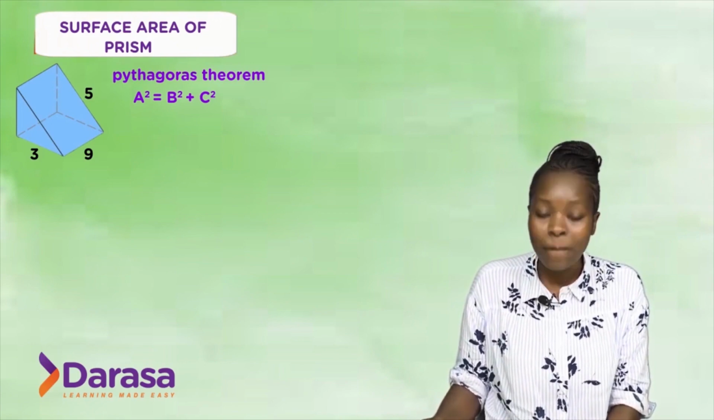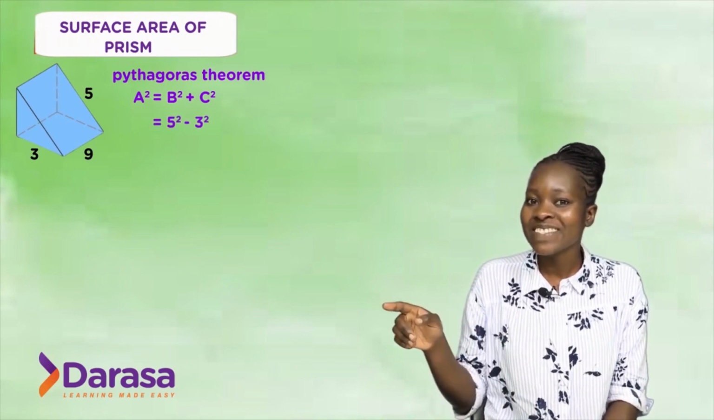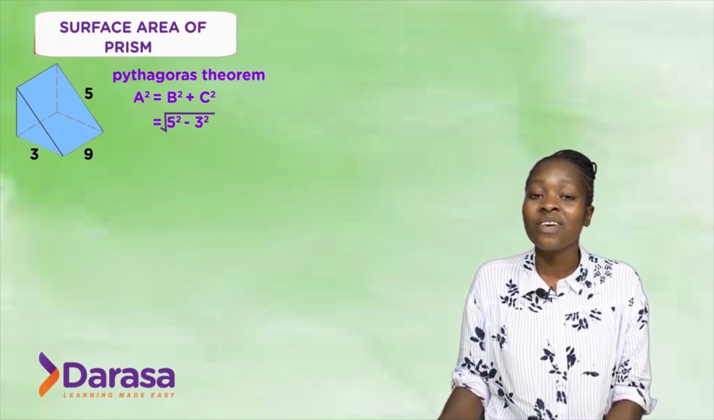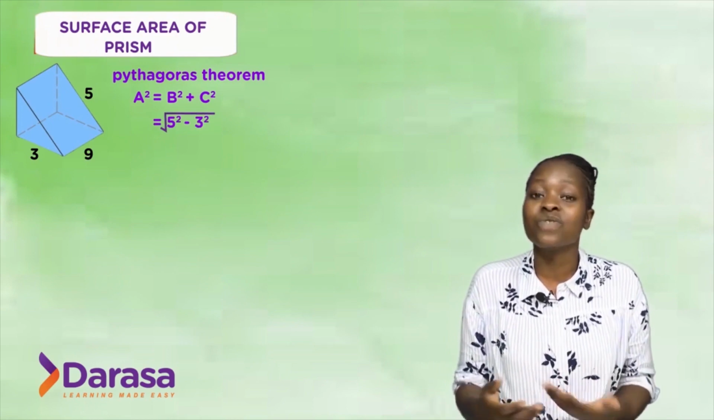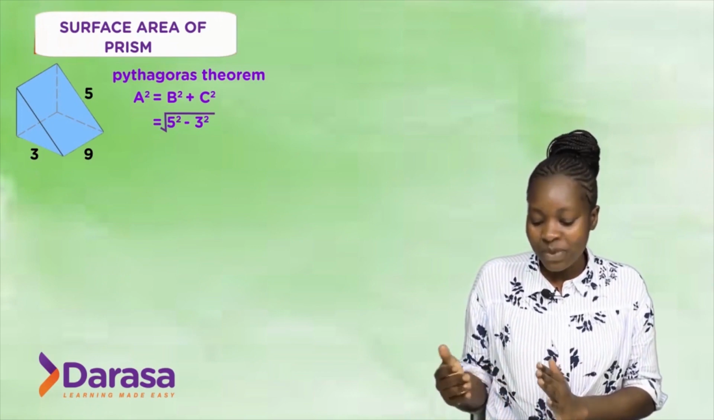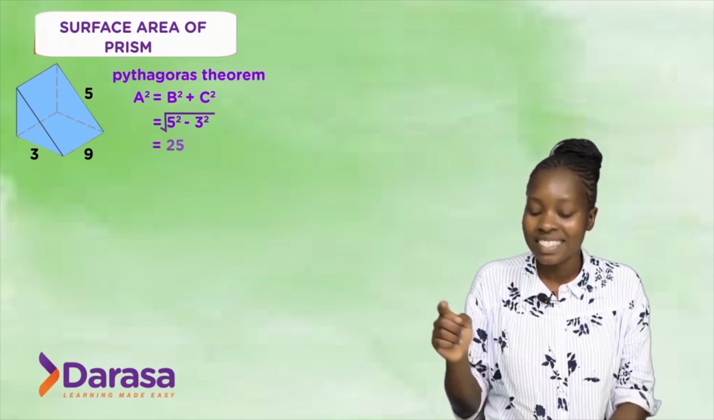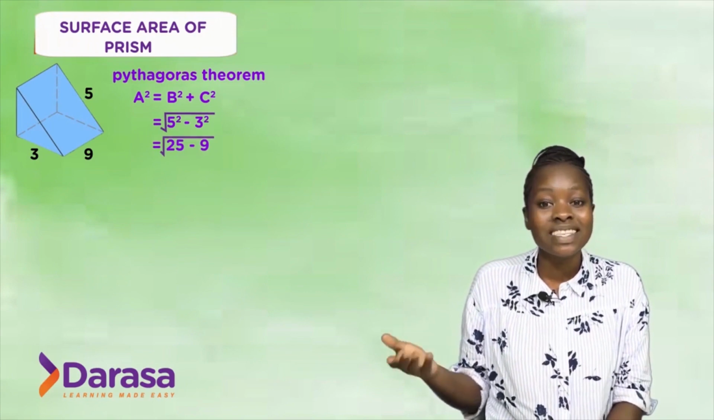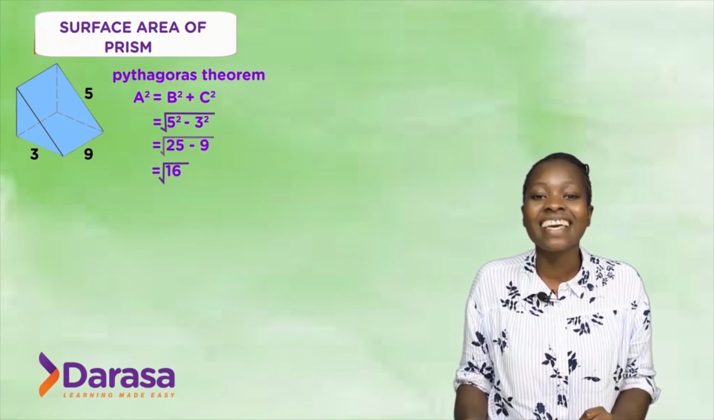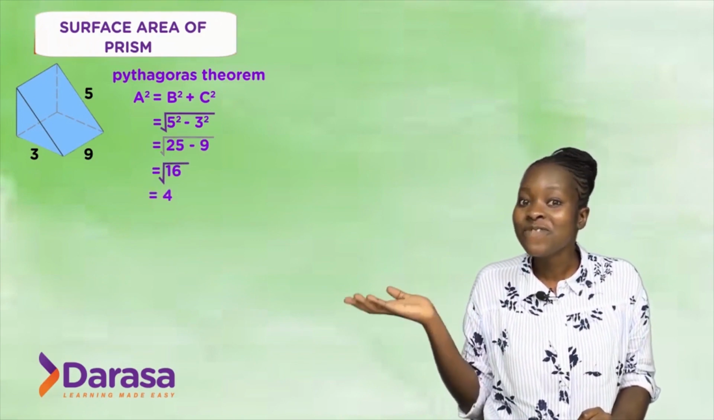We are going to take our hypotenuse squared minus our base squared, and then we find the square root of everything. So our hypotenuse is 5. So 5 squared minus 3 squared, when you calculate this, you're going to get 25 minus 9 is equal to 16. So we find the square root of 16, and the square root of 16 is 4. So our height will be 4.